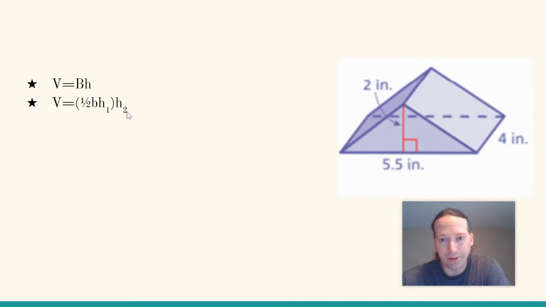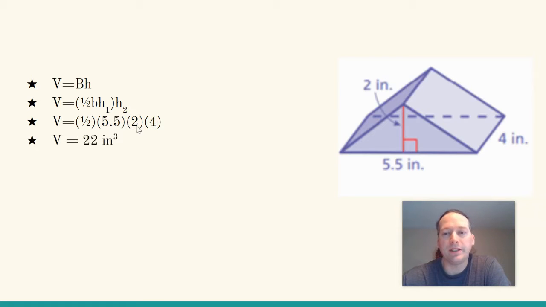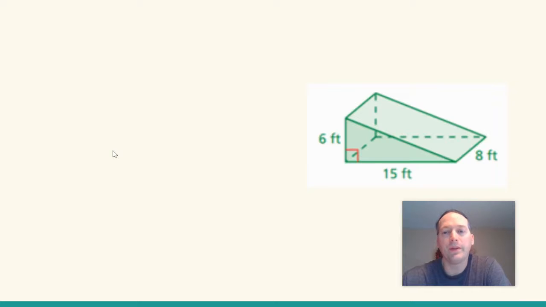Doesn't really matter which way you do it. Whatever makes sense for you. I just wanted to show you the difference between the two different heights. Plug the numbers in. Base is 5.5, height of the face is 2, height of the prism is 4. Multiply that together, you get 22, and then it needs to be labeled properly, inches cubed.